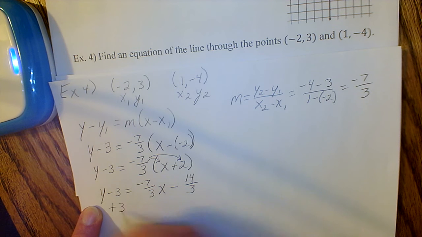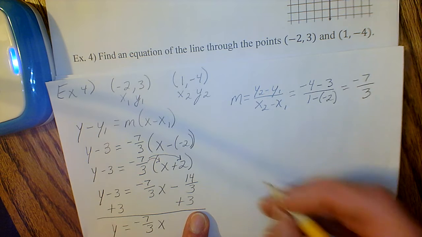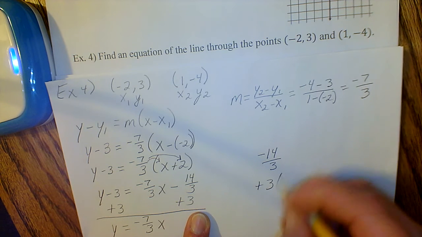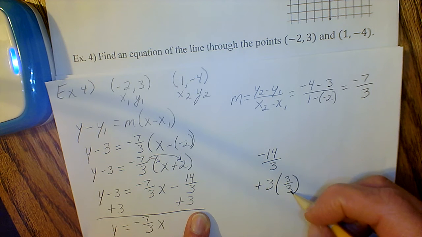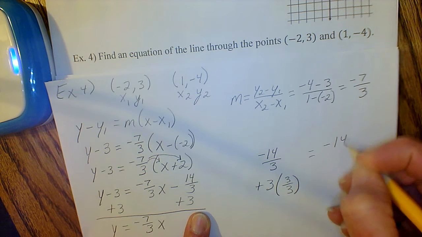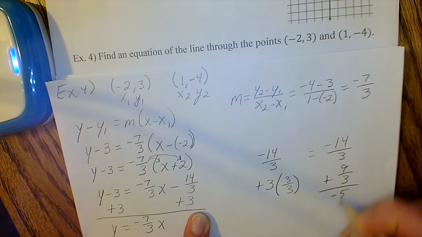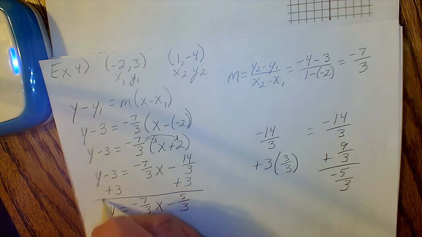And now we need to add 3 to both sides of our equation because we're trying to get y all by itself over here. So we've got y is equal to -7/3 x. And now we need to combine -14 over 3 with a positive 3. They'll need to have a common denominator. So let's multiply 3 by 3 over 3. This will be -14 over 3 plus 9 over 3, which gives us -5 over 3. Bring that back over here and finish up with our equation of the line passing through those 2 points.